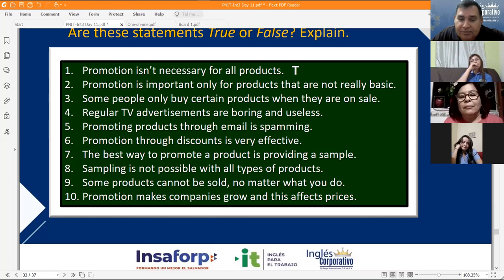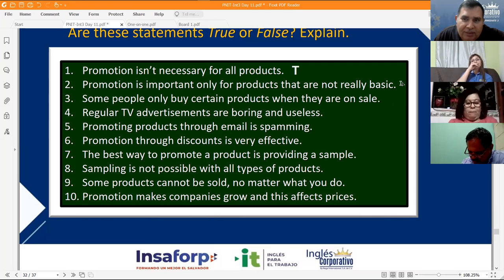But thinking about it, the thing here is for all products. Yes, promotion is necessary, of course, to increase sales. But some products like water, for example, they pass by your house. The people are calling out, water, water, water, and then you go and you buy. There isn't much pushing for you to buy because it's necessary. While Coca-Cola, they need to be selling it, even though people are addicted to it. Promotion is important only for products that are not really basic.